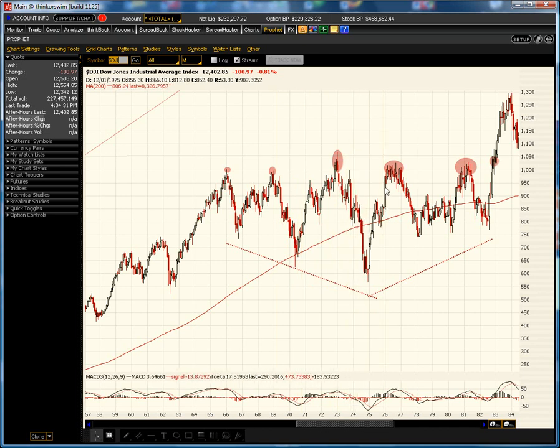The next time it came up to the 1,000 level, we had almost 9 months of hovering right around that 1,000 price level. Now, do you think that it's more significant at this point than it was here or here or here? Yes, because we spent a lot more time in that area.